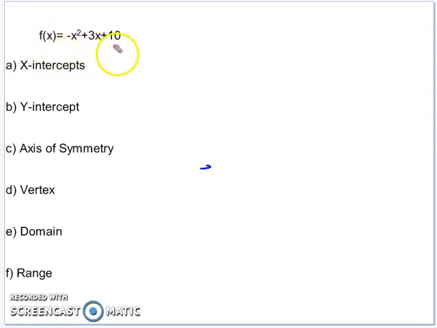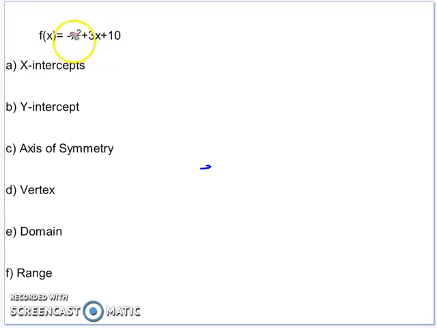f of x is equal to negative x squared plus 3x plus 10. This function creates a quadratic. So what I'm going to do with this is I've been asked to state the x-intercepts, the y-intercept, the axis of symmetry, the vertex, the domain, and the range of this quadratic without actually graphing it or using graphing technology.